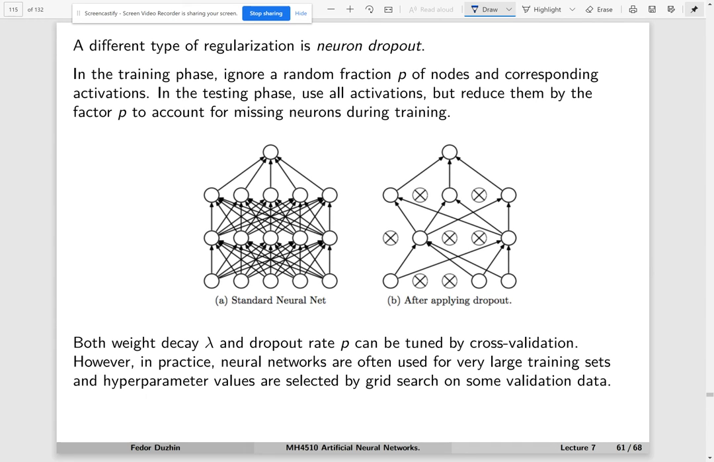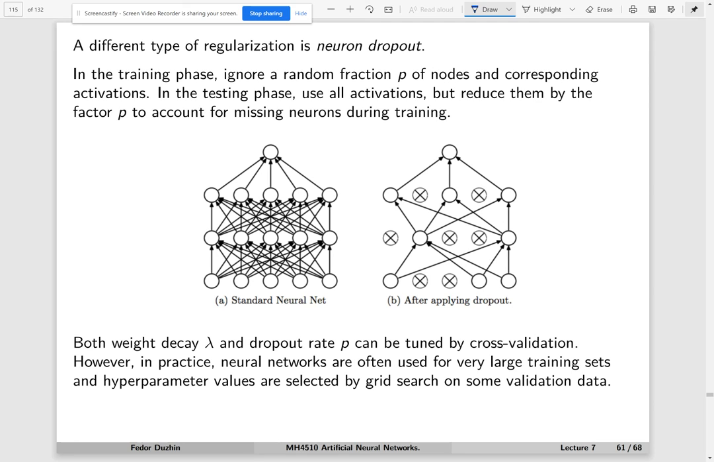Both the weight decay lambda and the dropout rate, hypothetically, can be tuned by cross-validation, but cross-validation only makes sense if we have little data, right? If we have a few hundred training examples or a few thousand training examples, then yeah, sure, we can do this by cross-validation. But usually, artificial neural networks are used when we have a lot of data, like millions of examples. And in that case, we don't really bother with cross-validation because it would be too time consuming.